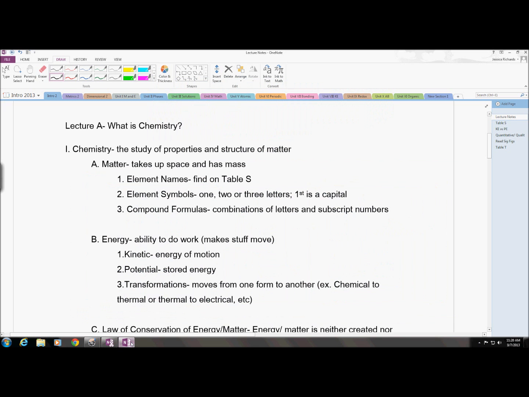So we'll get started. What is chemistry? Chemistry is the study of the properties and structure of matter. So first we should probably talk about what matter is. Matter is anything that has mass and takes up space. Has mass, takes up space.